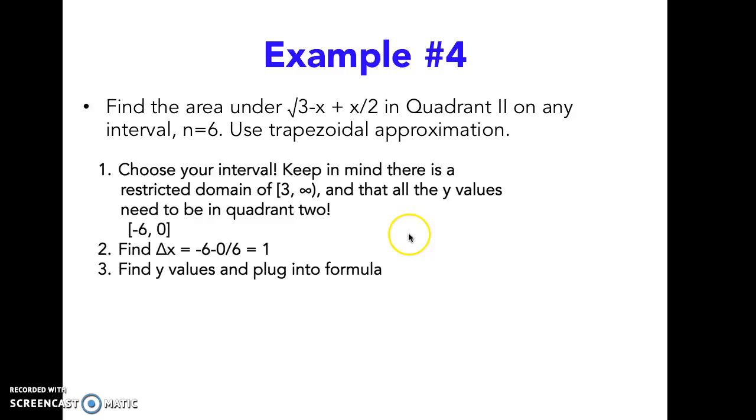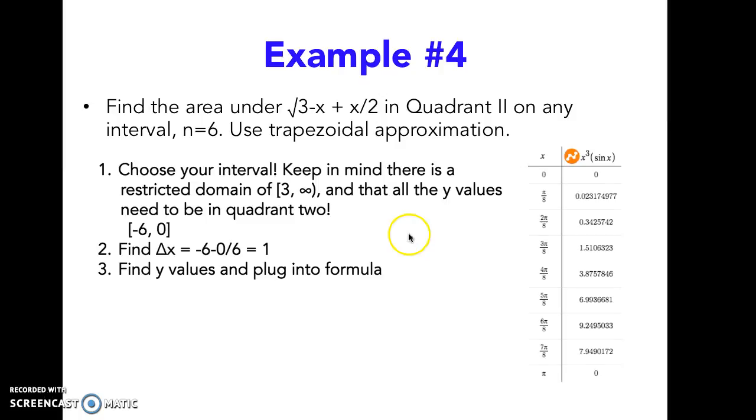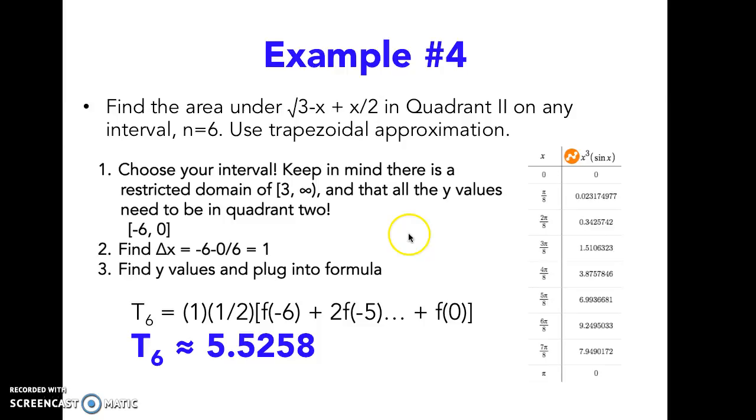So first we have to find delta x. You get -6 minus 0 divided by 6, so very simple and easy. Delta x is 1. We're going to find the y values and plug into our formula. There's our y values found using the graphing calculator. T sub 6 equals 1 times 1/2 times f of -6 plus 2f of -5, and so on, plus f of 0. T sub 6 equals 5.5258.